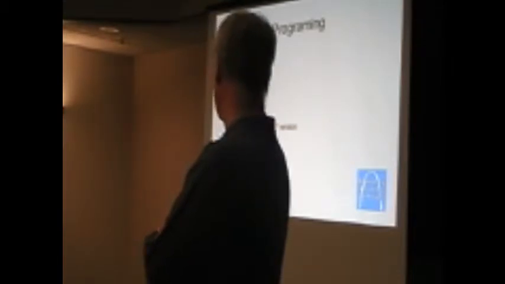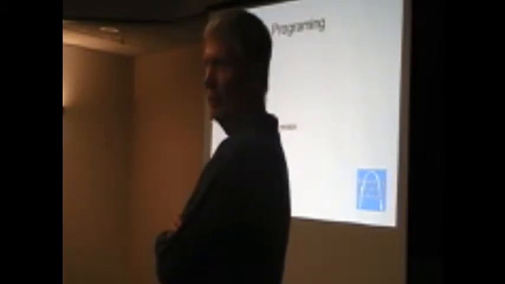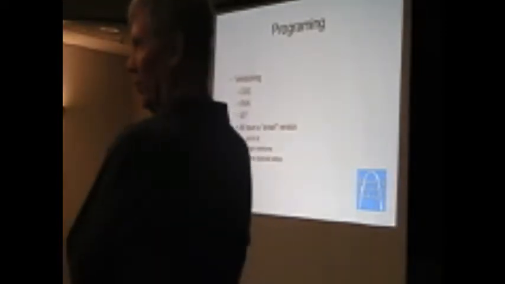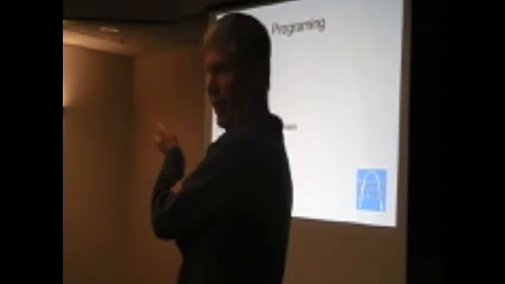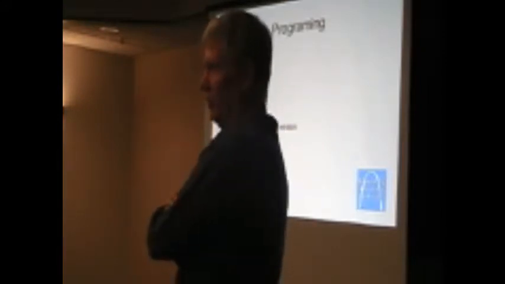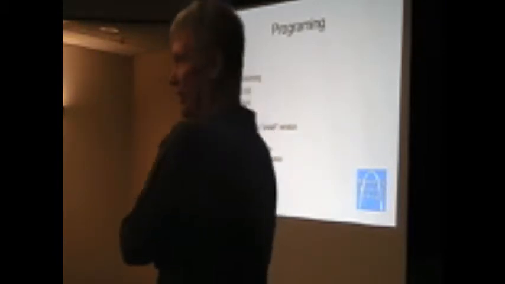CVS, SVN, Git are the most common, Mercurial, there's a whole bunch of them. But what you want is a tool for the project you picked, whatever it's in. You're not going to convince somebody to take it out of an SVN and put it in Git if it's already in the SVN.